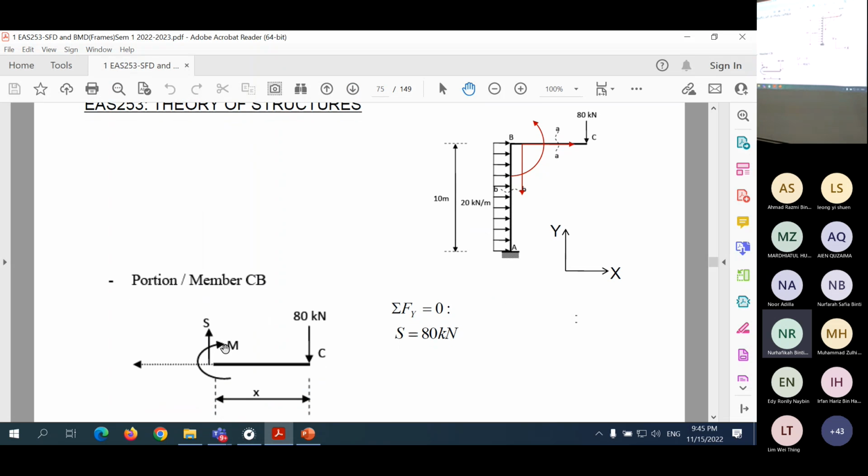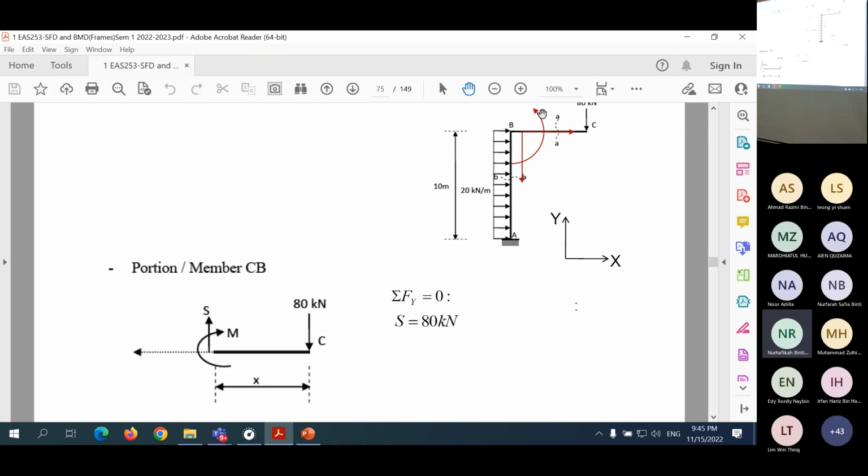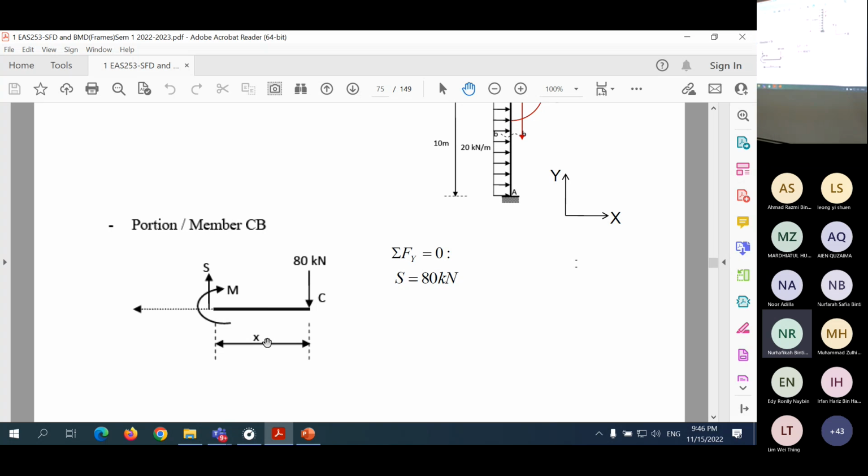So here, for member BC or portion BC, we cut here. We don't use this part. We use this part. So this is a simpler free body diagram. But then please take note of the positive shear, positive bending moment directions. This is similar to the case of beam because the member is horizontal. So shear is in Y direction. So you use the equilibrium equation in Y, then you get shear is positive 80 constant.